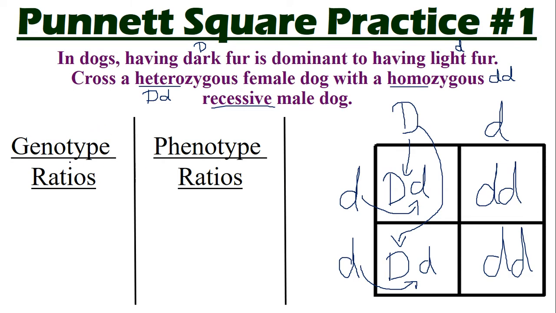Now we're going to write our genotype ratios and our phenotype ratios. So we're going to start with genotypes. If we look in here, the first genotype I see is a capital D and lowercase d.